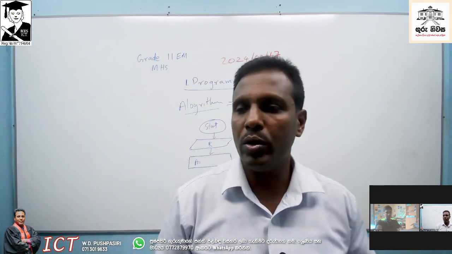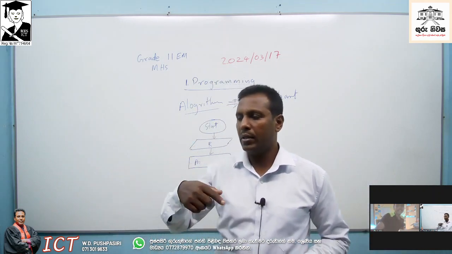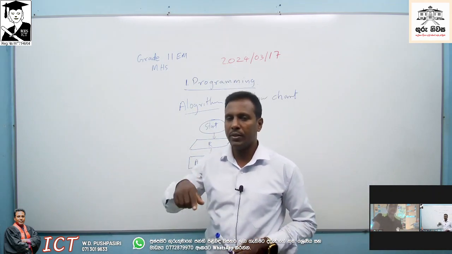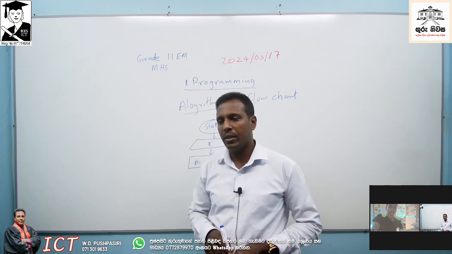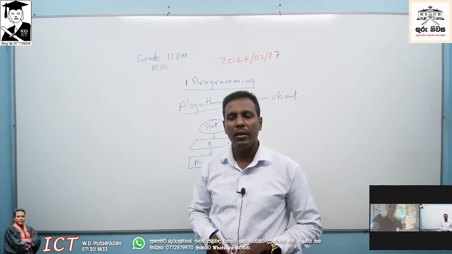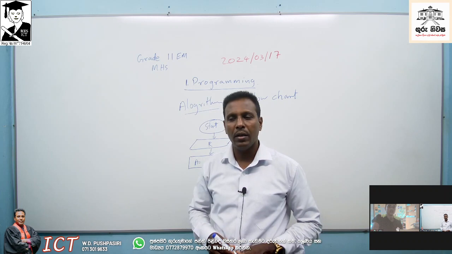How do you going to get the area of a circle? What is the formula? Huh? Pi r. Phi r.